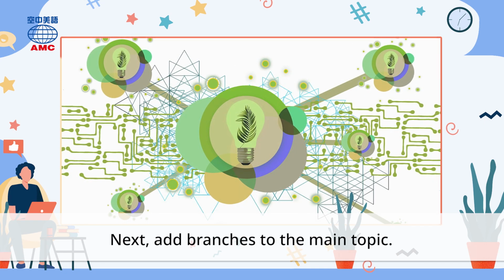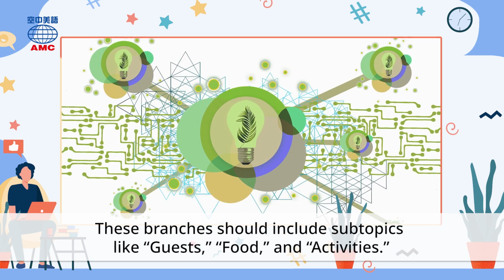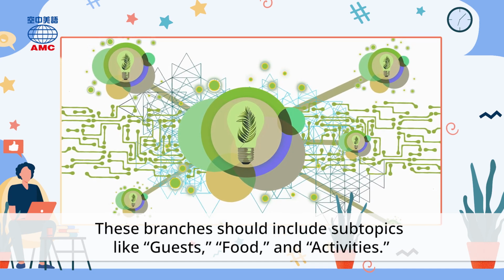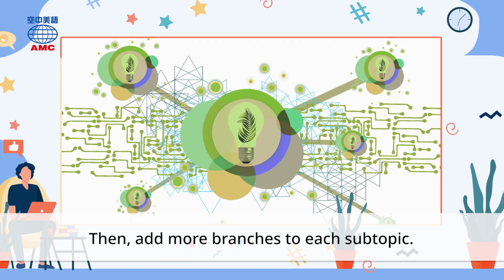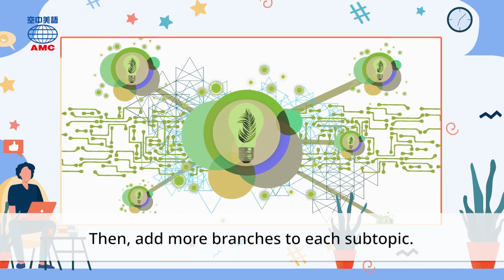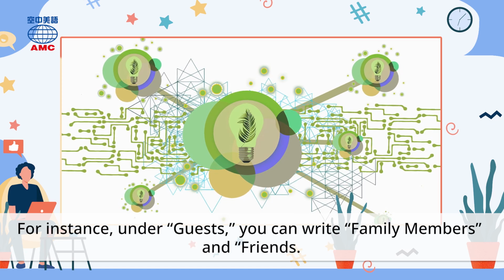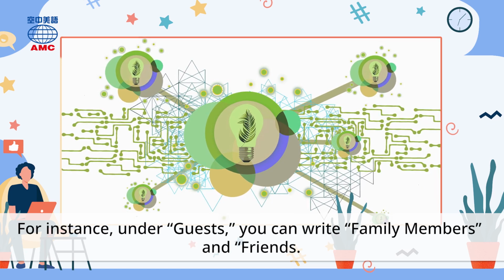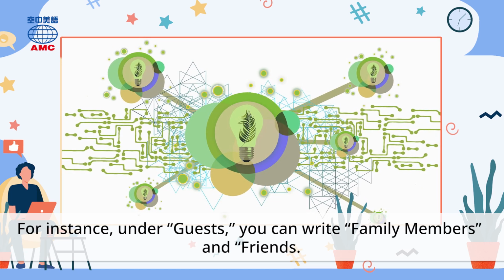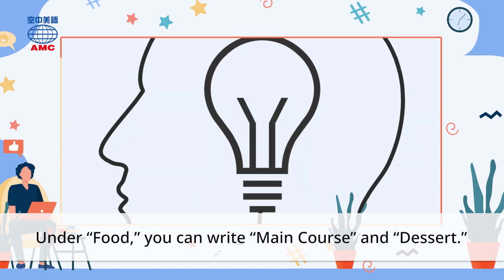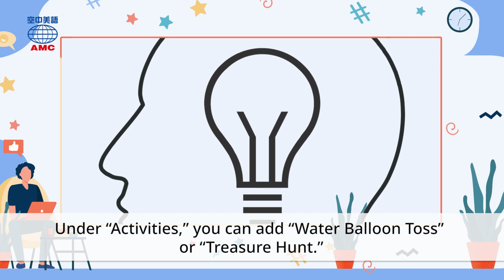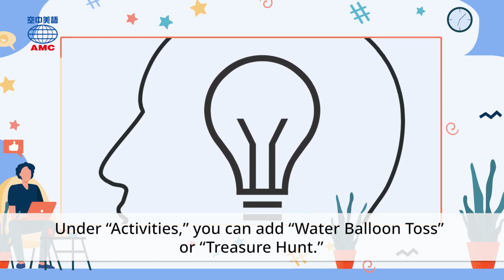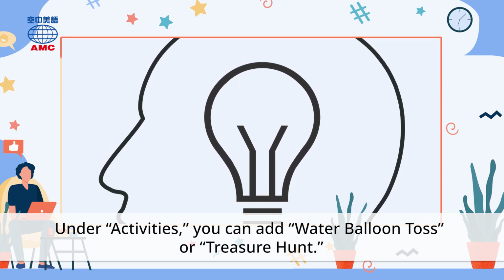Next, add branches to the main topic. These branches should include subtopics like guests, food, and activities. Then, add more branches to each subtopic. For instance, under guests, you can write family members and friends. Under food, you can write main course and dessert. Under activities, you can add water balloon toss or treasure hunt.